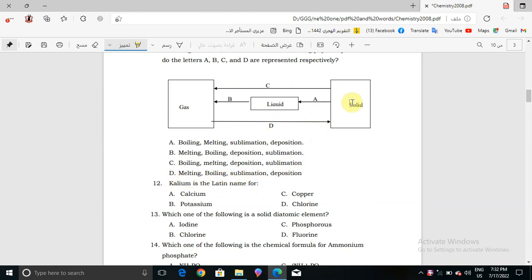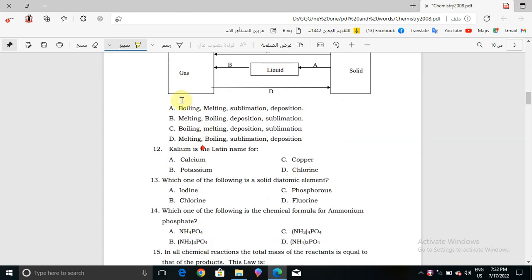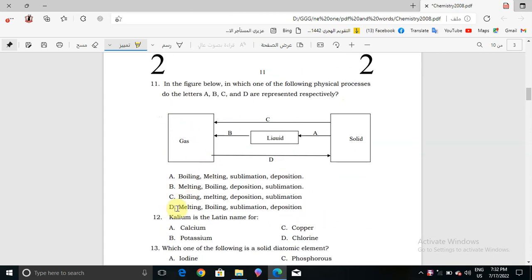Melting, that's A, from solid to liquid. Boiling, that's from liquid to gas. Sublimation, which is from solid to gas. And deposition, which is from gas to solid. So the answer for question number 11 will be choice D.